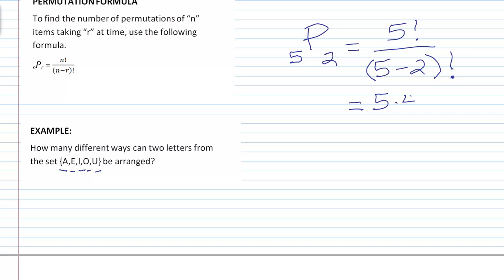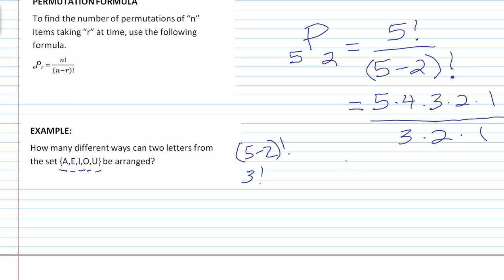5 times 4 times 3 times 2 times 1. And all of that is over 3 factorial, since 5 minus 2 is 3. So in the denominator, we've got 5 minus 2 factorial, and that's 3 factorial. So in the denominator of this fraction, we would have 3 times 2 times 1. And just with regular fraction division, you can reduce these common factors from the numerator to the denominator. So our answer here would be 20. So there would be 20 different ways to arrange these vowels.